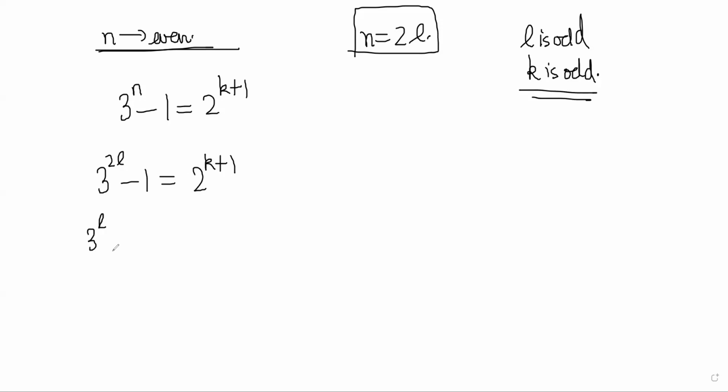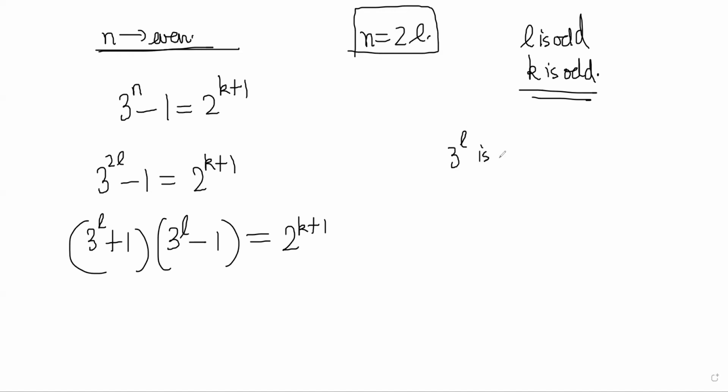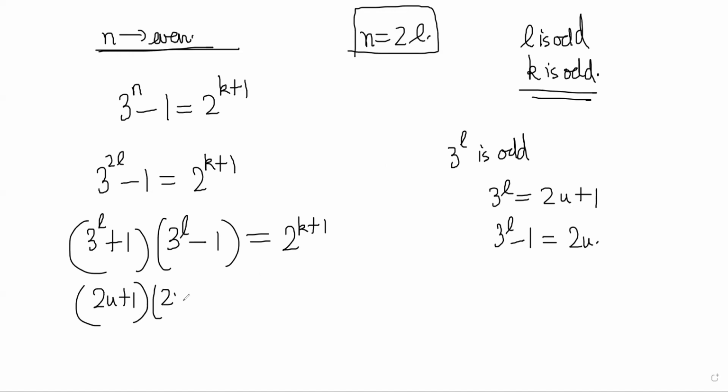It is 3 power l plus 1 times 3 power l minus 1 is equal to 2 power k plus 1, right? Now, the number l is odd. 3 power l is also odd. So we can write 3 power l as 2u plus 1. So 3 power l minus 1 will be 2u. So this side will become 2u plus 1 times 2u is equal to 2 power k plus 1, right?